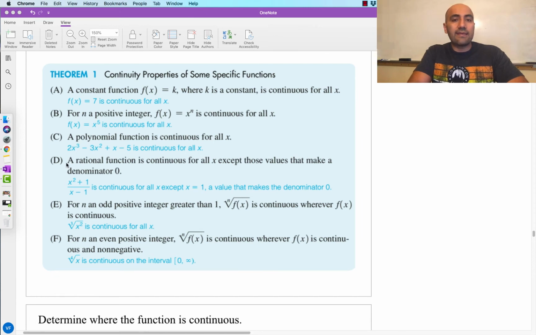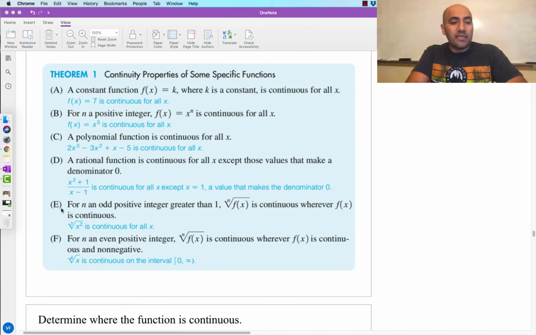This statement is saying that this function is going to be continuous for all real numbers except maybe right here where the denominator equals 0. And in this case, for instance, when x equals 1, we're going to get a 0 in the denominator and the function will fail to be continuous there. So this function is continuous everywhere except at x equals 1.